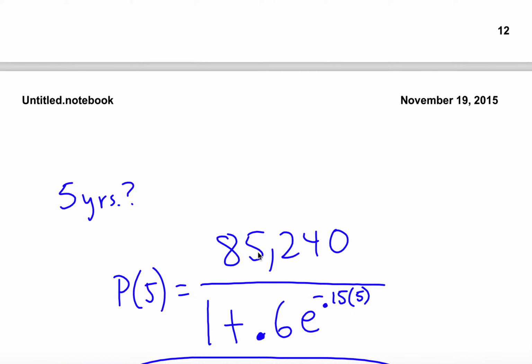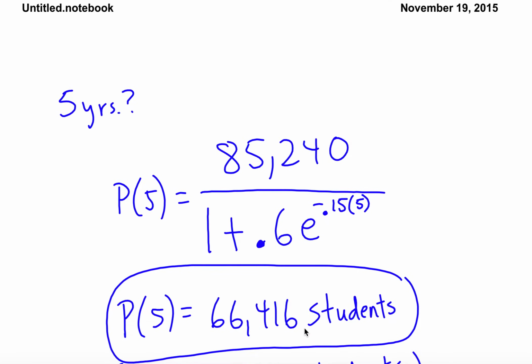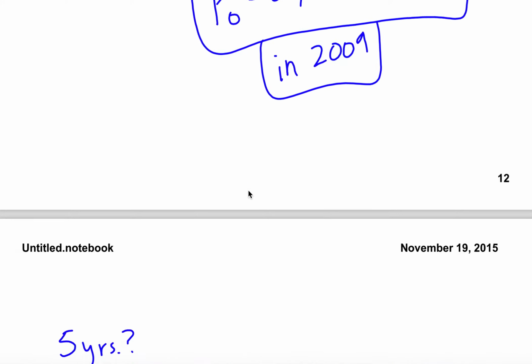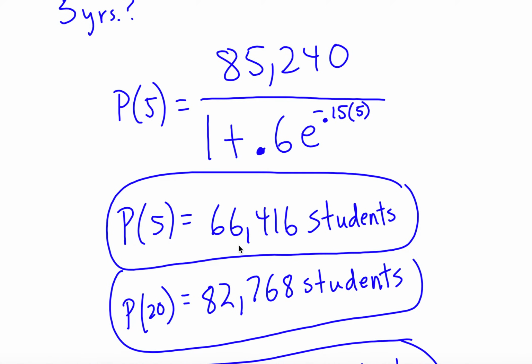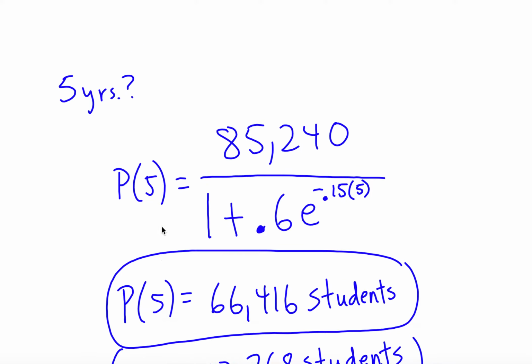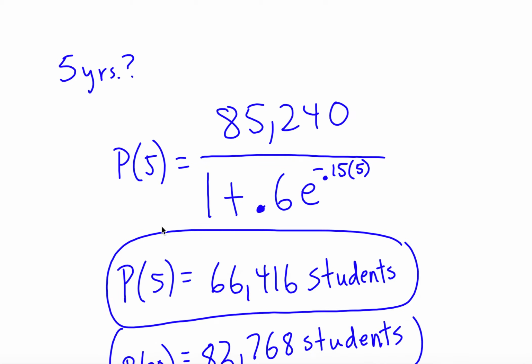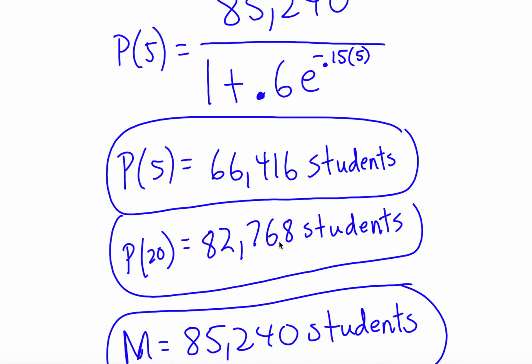And let's say we want to find out how many students are going to be there in 5 years. So you can put 5 into this formula, and it works just the same. Again, your calculator will be equipped with this e button. You can plug it in, and you'll find out that in 5 years from 2009, which is 2014, there were 66,416 students. If we said in 20 years from 2009, which would be 2029, then the guess is it's going to be 82,768 students.